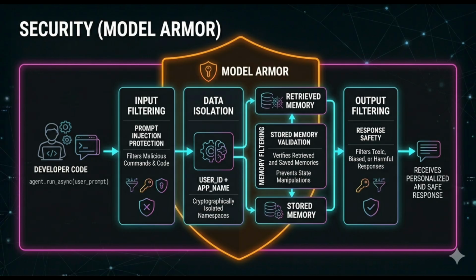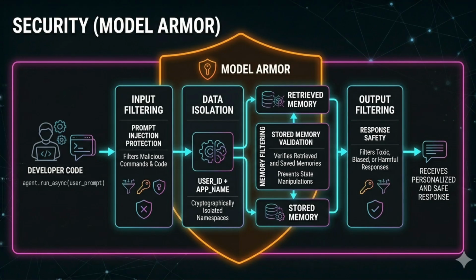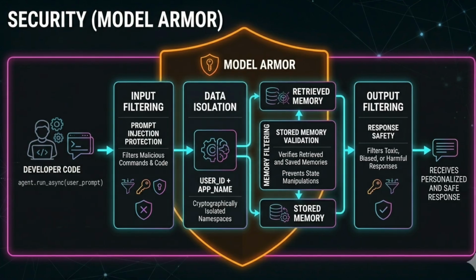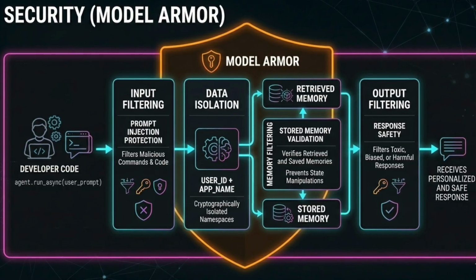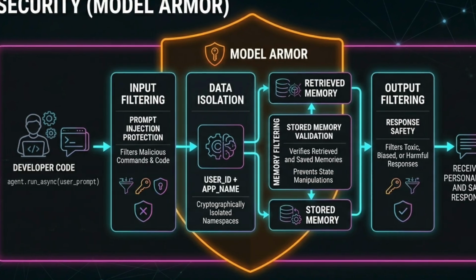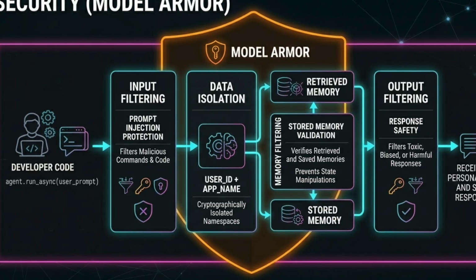Finally, security. Long-term memory introduces a new attack surface: memory poisoning. To prevent this, Vertex AI uses Model Armor. It inspects input before processing, filters stored memory before retrieval, and validates outputs before returning responses. Combined with strict user-level isolation, this ensures memory remains safe and private.